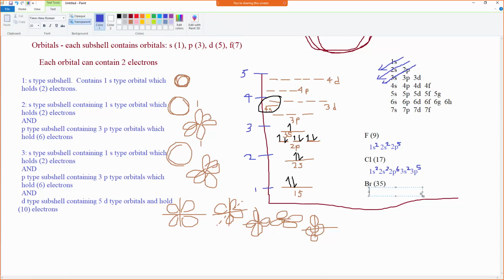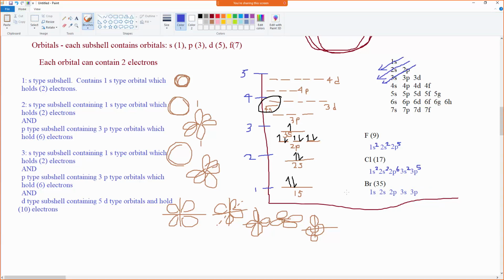Let's try it. Okay, so we've got the 1s is going to have 2 electrons, and the 2s is going to have 2 electrons, and the 2p is going to have 6 electrons. We know that these are going to be filled because the bromine has even more electrons than the chlorine, but they still start by filling in the same way. So I can't do a superscript, so I've got to do this manually. 1s2, 2s2, 2p6, 3s2, 3p6. And after I fill the 3p's, then I can fill the 4s's. I have to do that before I fill the 3d's.